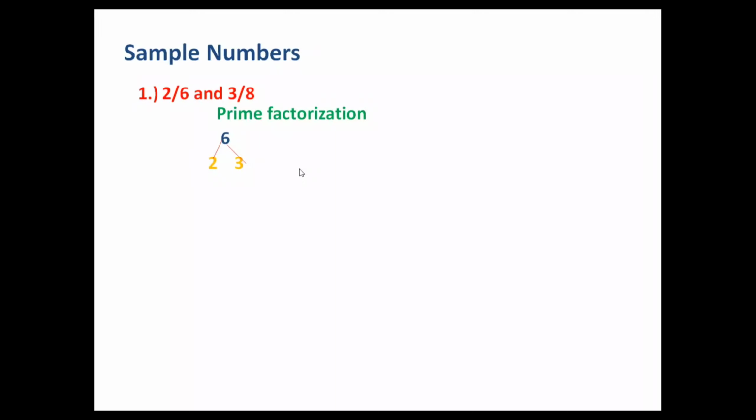How about the denominator 8? Make a factor tree. The factors of 8 are 4 and 2, or 4 times 2 equals 8. We already know that 2 is a prime factor. How about 4? Is it prime? No, not yet. So we need to find the factors of 4, which are 2 and 2. 2 is prime, and here 2 is prime already.